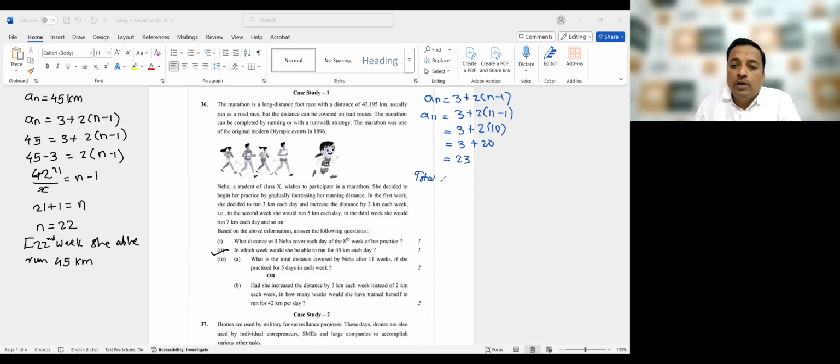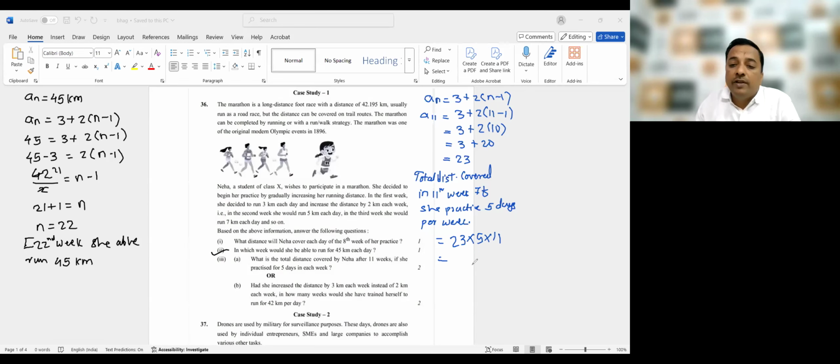So total distance covered in 11 weeks if she practices 5 days per week. Okay, so is equal to, we have to multiply this 23 into 5 because 5 day कर रही है और ऐसे कितने वीक किया उसने 11. So we will get the total distance.